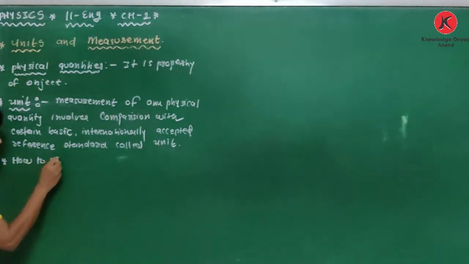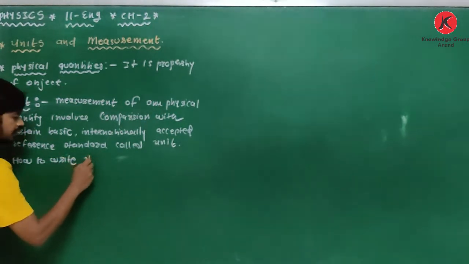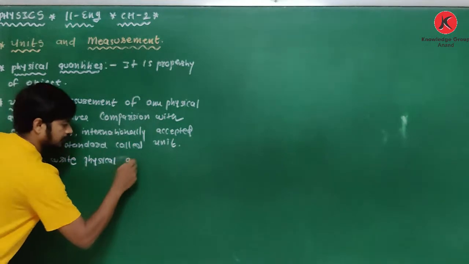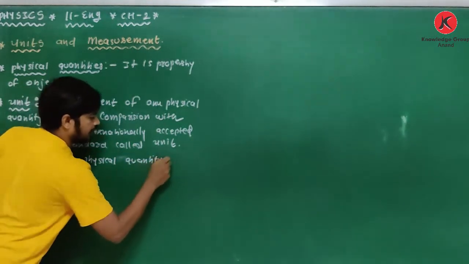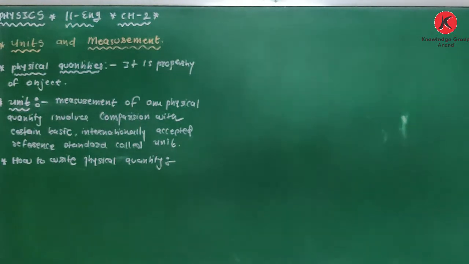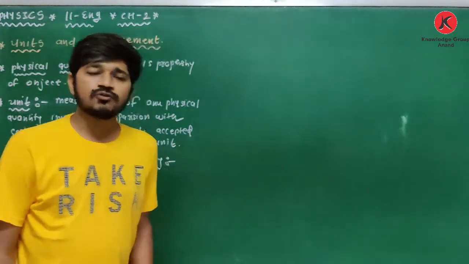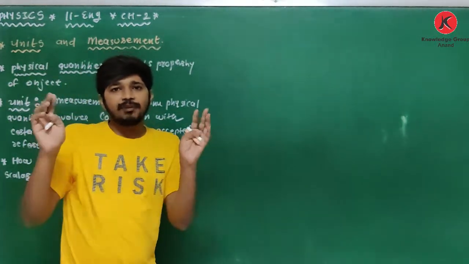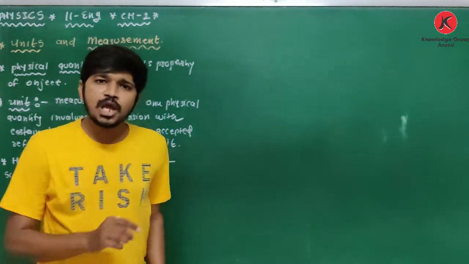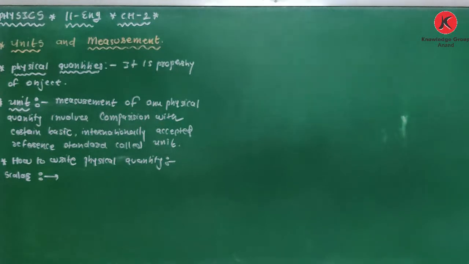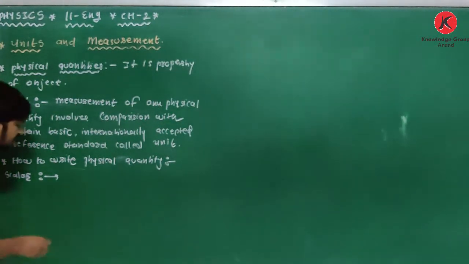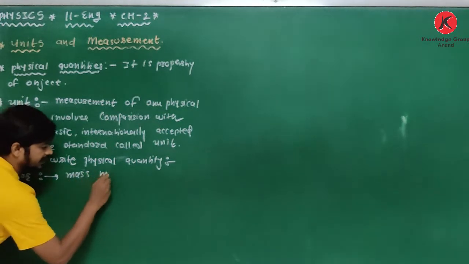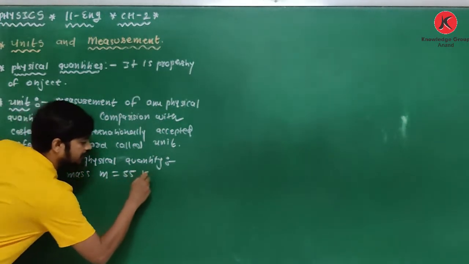How to write any physical quantity? Okay, see, if you want to write any physical quantity, for example, first scalar, then how to write scalar quantities? If I say what is the mass of a person, if I say my mass is 55, then is that numerical value 55 enough to describe mass? No, we have to write some internationally accepted reference standard, that is mass m is equal to 55 kg.